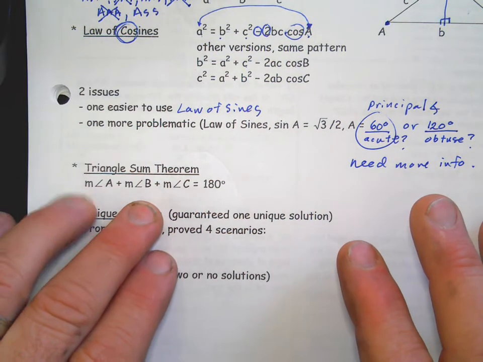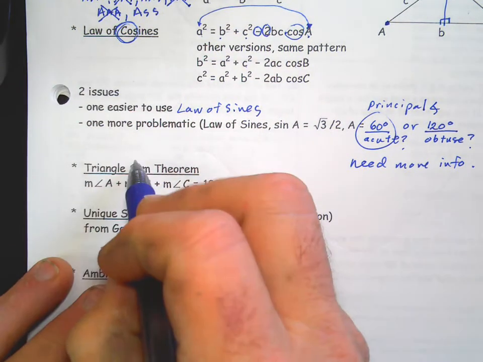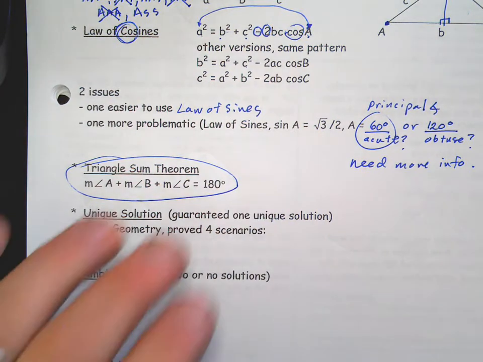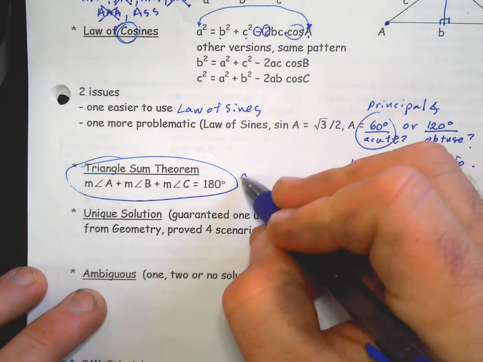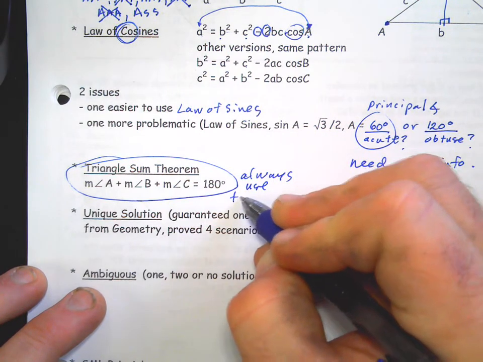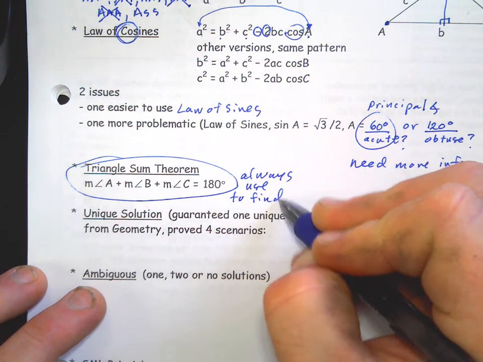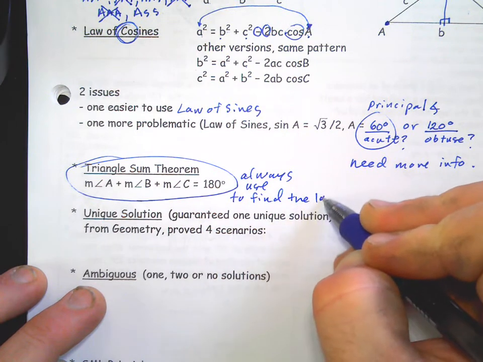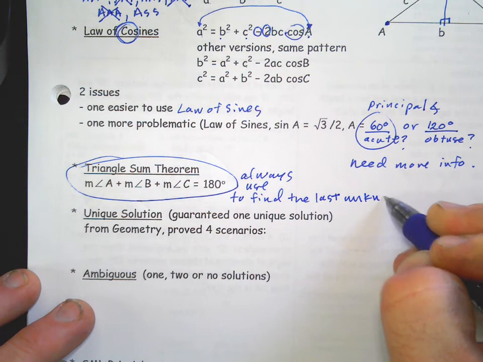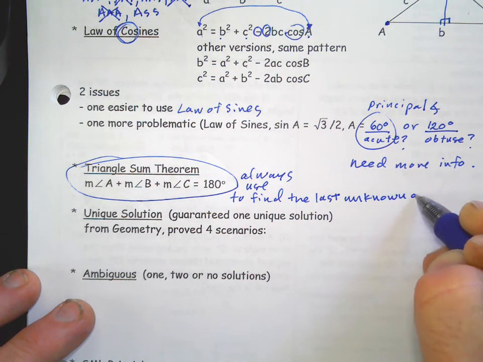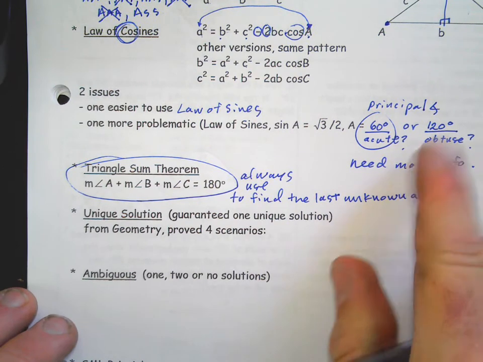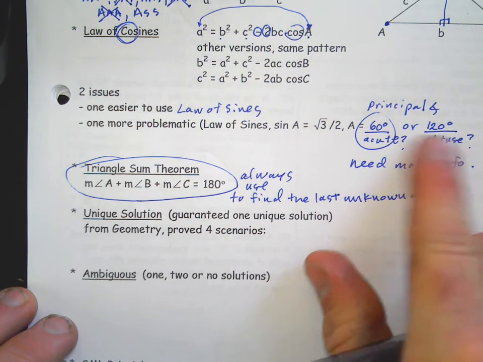Something else we're going to try and use as much as possible is the simple idea that the angles of a triangle always add up to 180 degrees. We'll always use this to find the last angle. Because as soon as you have two angles, you can always just add them up and subtract them from 180, and that will for sure give you the right answer. And that's one of the ways we're going to avoid getting the wrong answer up here.